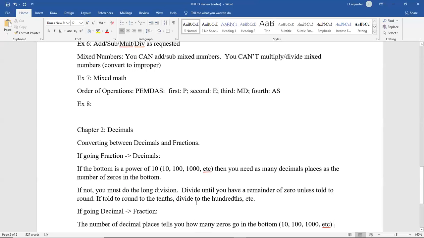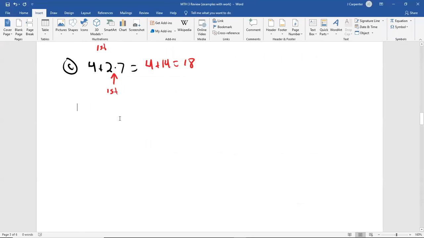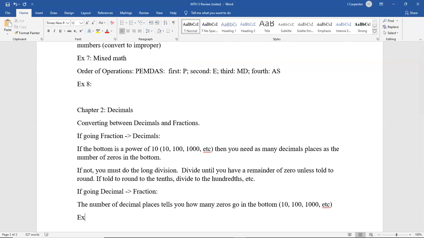So let's pull up our work page. So this is chapter 2. Actually, before I do that, I like to make my little memos in here. Example 1.